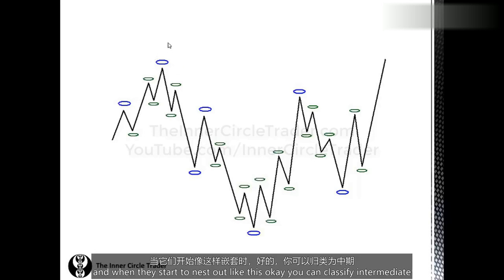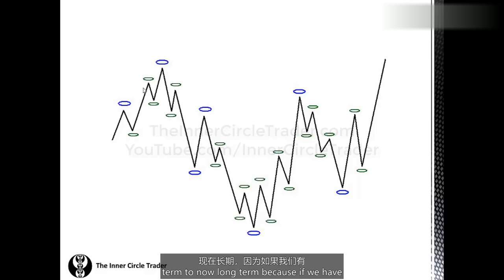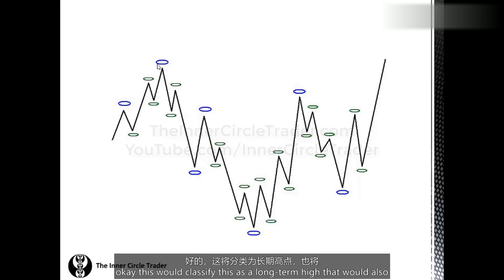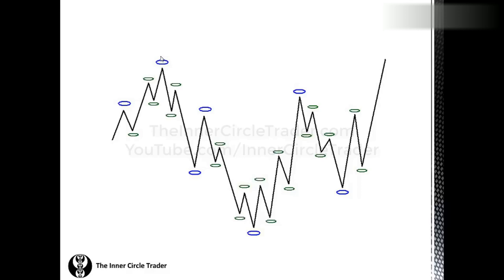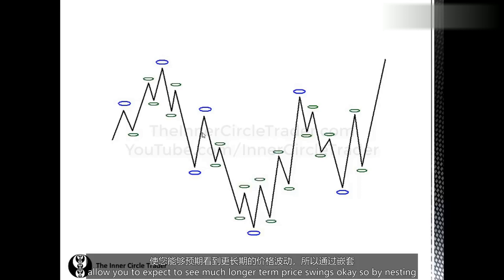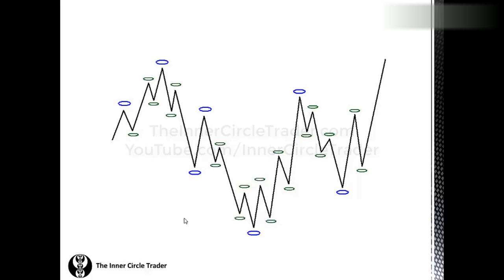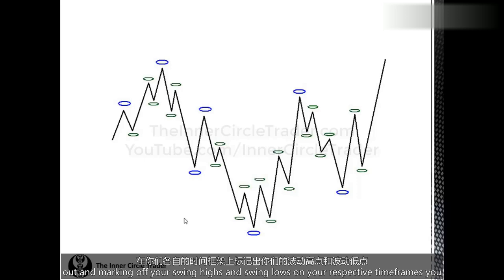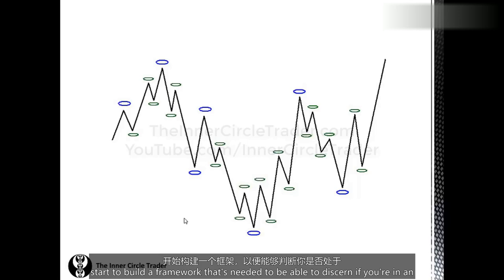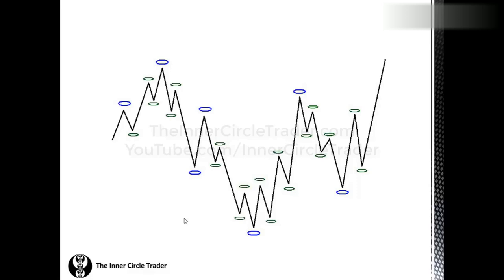And when they start to nest out like this, okay, you can classify intermediate term to now long term, because if we have lower highs on either side of it, okay, this would classify this as a long-term high. That would also allow you to expect to see much longer term price swings, okay. So by nesting out and marking off your swing highs and swing lows on your respective time frames, you start to build a framework that's needed to be able to discern if you're in an intermediate term or short-term price swing and within your market structure.